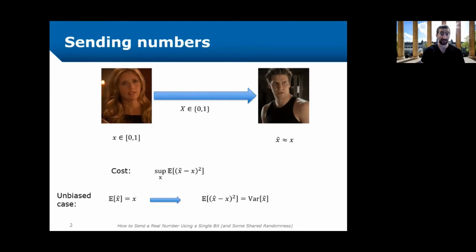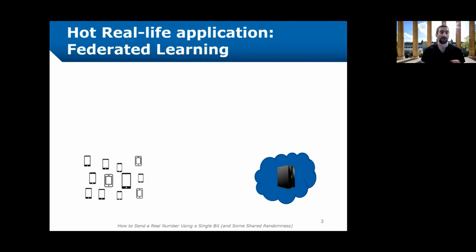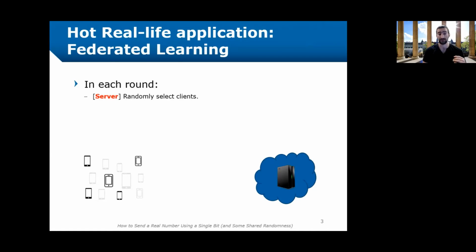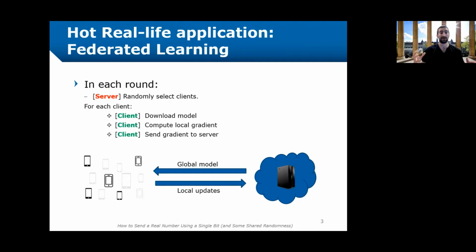Let me give you an application for that, and that's federated learning. In federated learning, we have multiple clients that participate in the learning, and in each round, we pick a subset of these clients, and we send the global model to each of them. The clients have their local data, they take the model weights, they compute the local gradient, and then they send it back to the server. The server takes all the local gradients, averages them, and computes the new weights, and the new round begins, and so on.